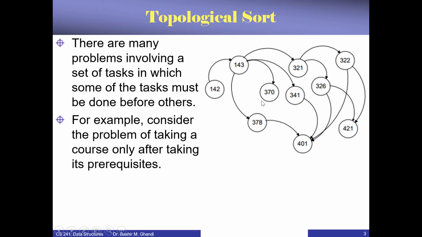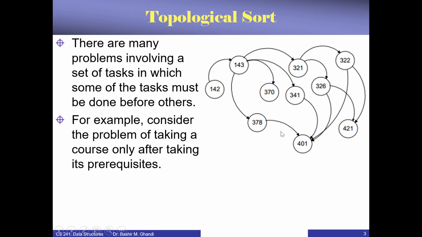So in this graph, for example, assume these numbers are representing courses. And for example, if you take this course 321, the arrow in the graph is indicating before you can do 321, you must have taken 143. So you have to do 143 before you can do 321. Similarly here, you must do 142 before you can do 143. And so on for all the courses in the graph.